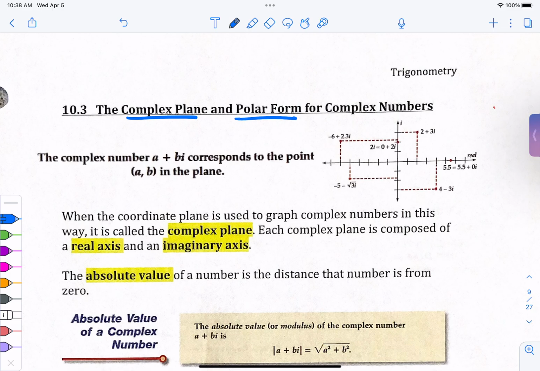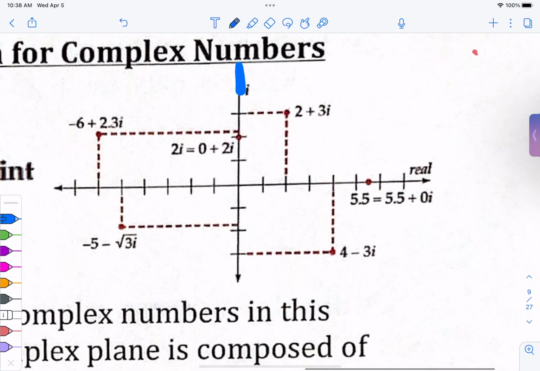All right, let's talk about, first and foremost, this is a coordinate plane.